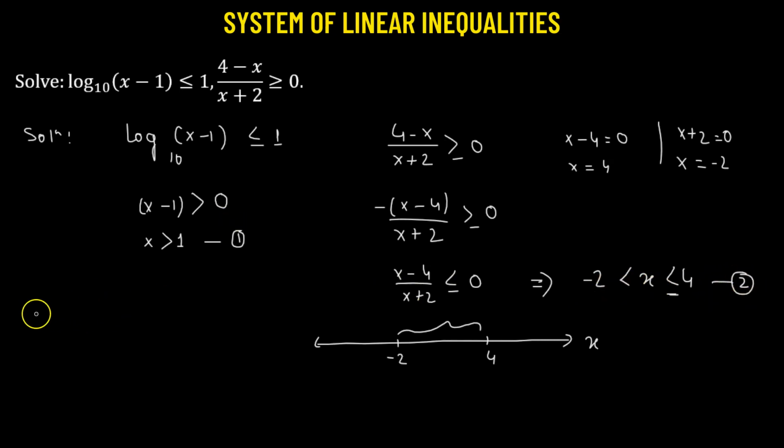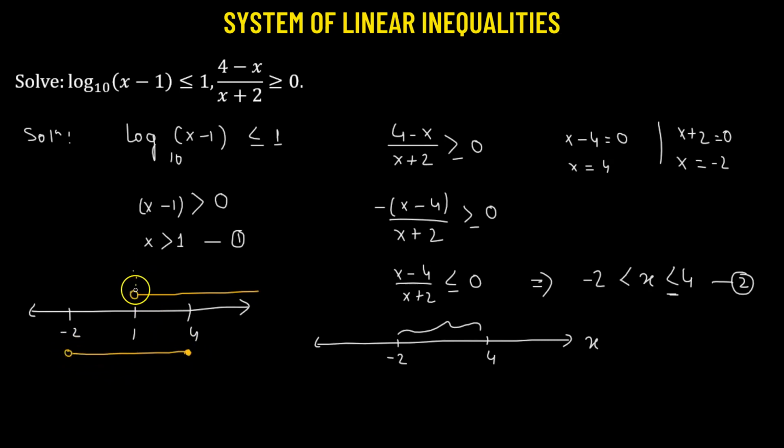So now let's combine both solutions. We have a number line, and on the number line we have negative 2, we'll consider 1, and we'll consider 4. The first inequation gives us the solution that x is greater than 1. So we consider all the values of x lying to the right of x equals 1, excluding x equals 1. I've used a bubble here. And for the second inequation, we have x lying between negative 2 and positive 4. Here 4 is a part of the solution, so I'll use a dot here. And negative 2 is not a part of the solution, so we have used a bubble here.